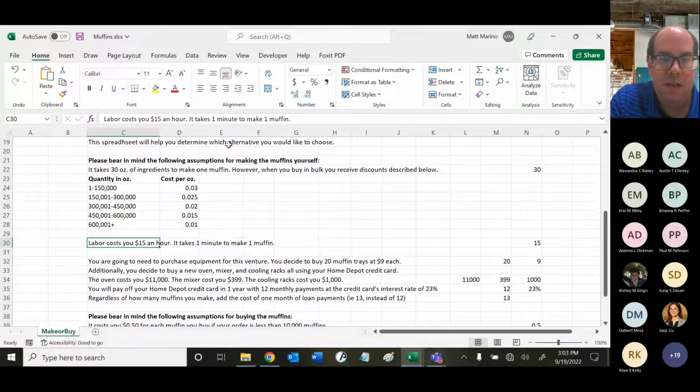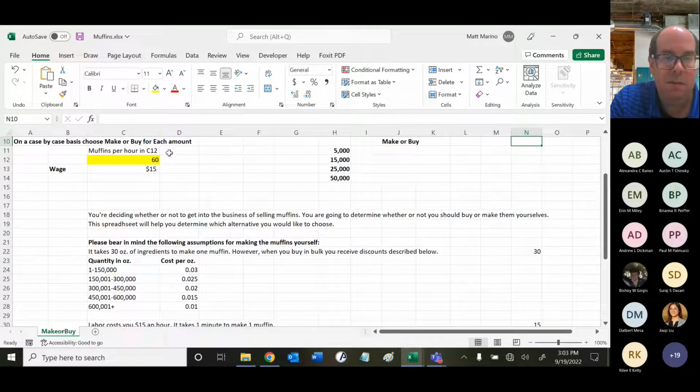Labor costs you $15 an hour. It takes 1 minute to make one muffin. So you have $15 there. We also put it here. Muffins per hour, 60, because we're making one a minute. And wage, $15 there, cell C13.